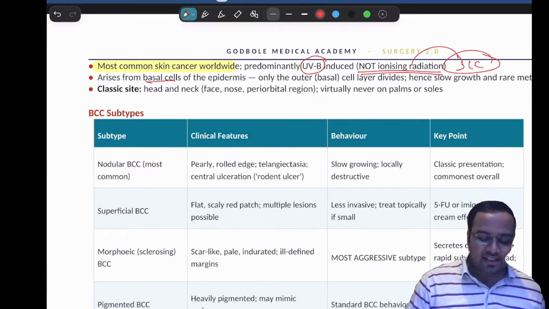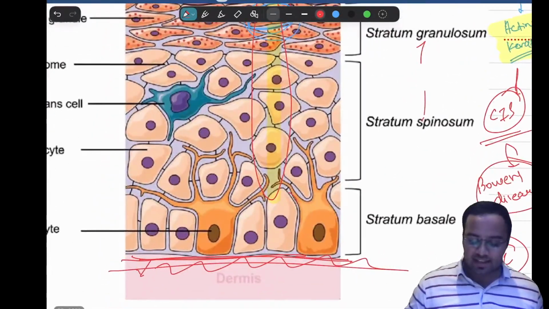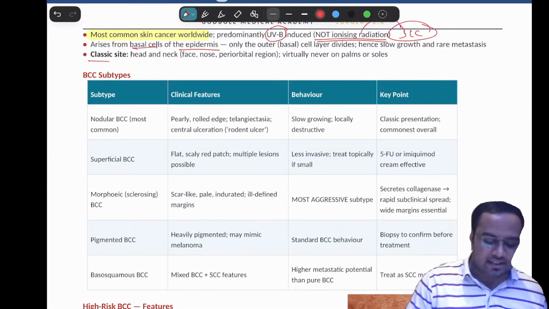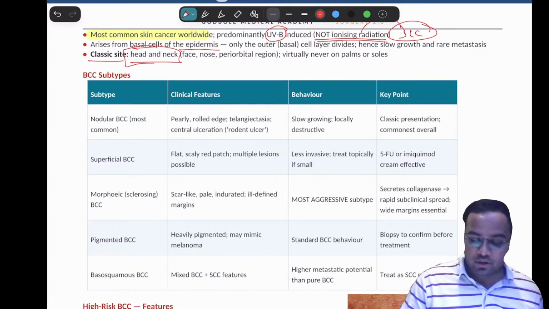BCC arises from the basal cells of the epidermis. We already saw the diagram. It arises from the most basal cell, so this is the cell which gives rise to BCC. This is an important factor here. And then the classical site is going to be the head and neck, wherever the patient is sun exposed, so this is going to be the face of the patient, the lips, and the head.